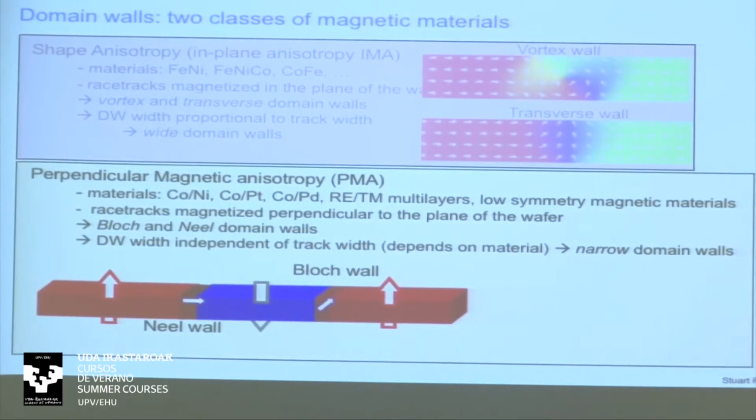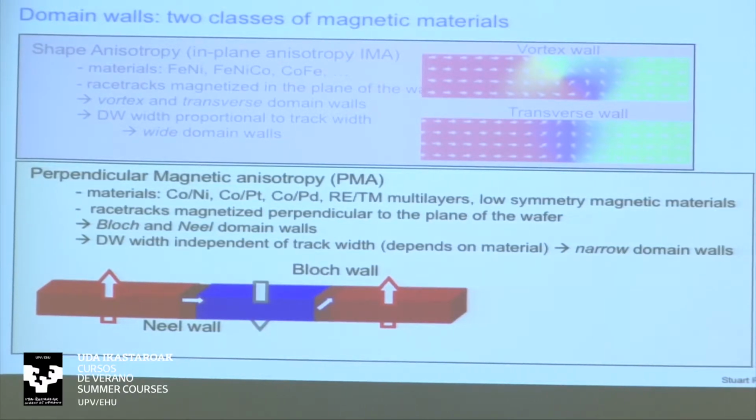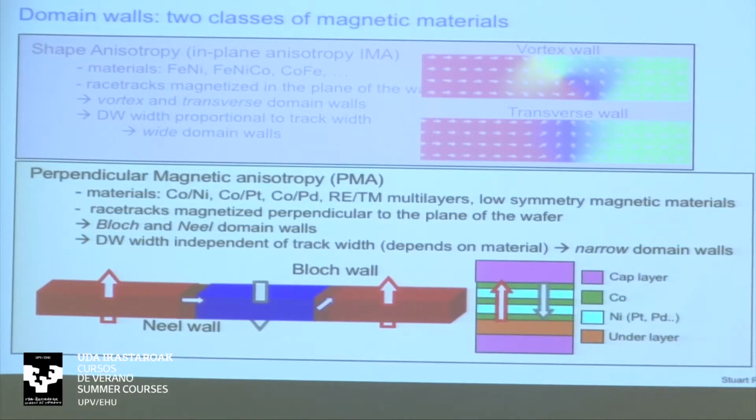I want to switch now to this concept of perpendicularly magnetized multilayers, which you could form from, as I mentioned, in particular, cobalt and nickel. And I mentioned already that they have these Néel and Bloch walls.